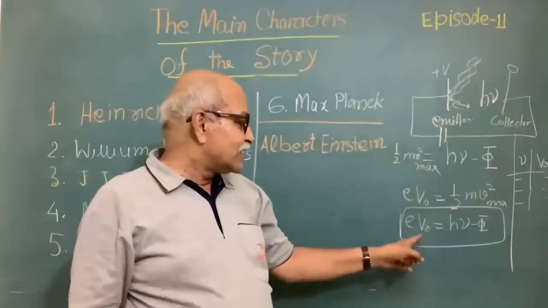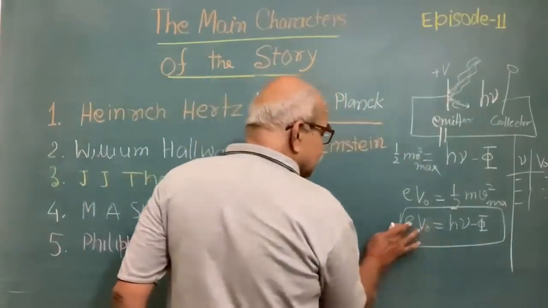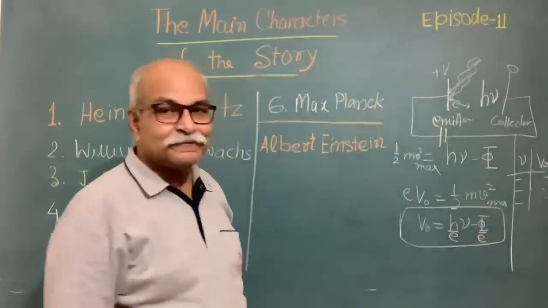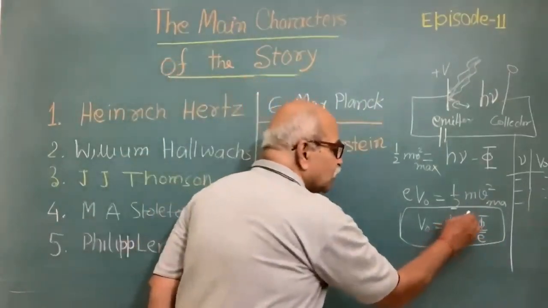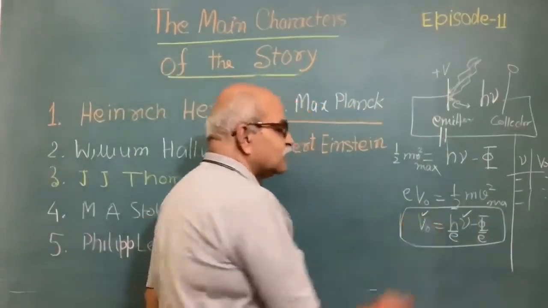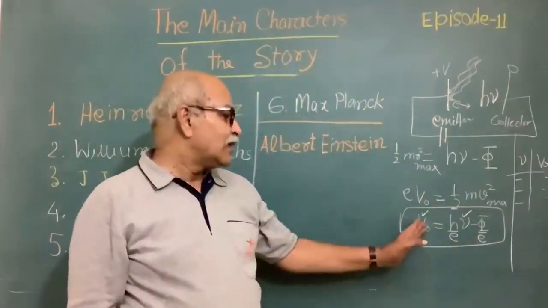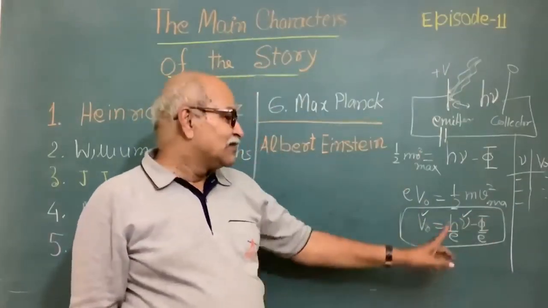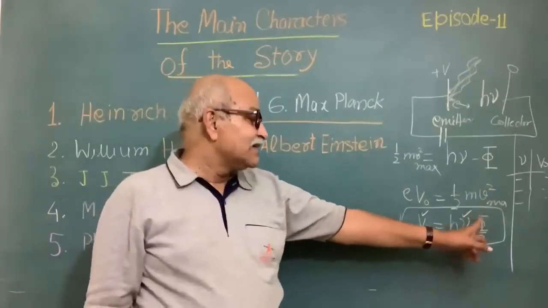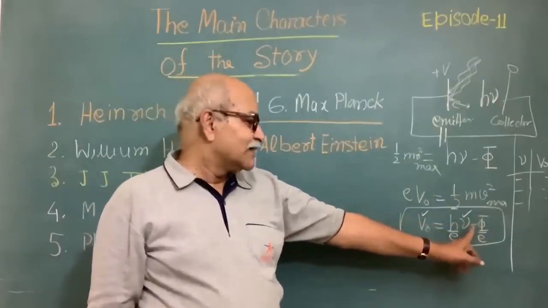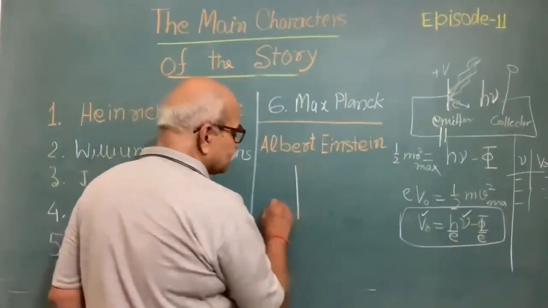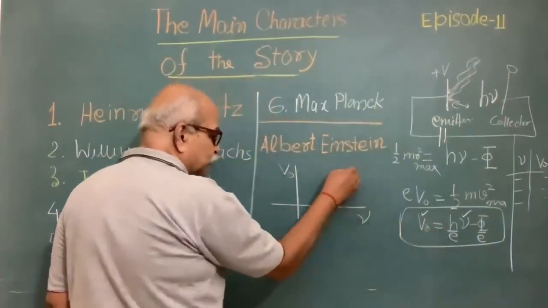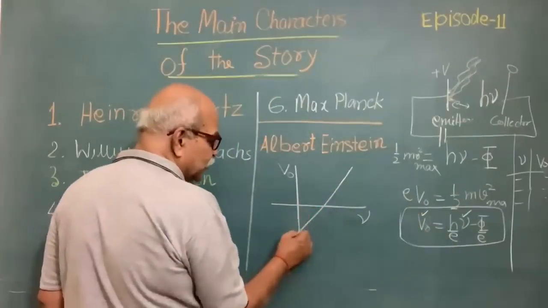So if this is all correct, then the equation is V naught equals h by e times nu minus phi by e. And if nu is plotted on the horizontal axis and V naught on the vertical axis, it's something like y equals mx plus c. You know that is a straight line with m as the slope and c as the intercept on the y-axis. So this is a negative intercept here. So if you plot this V naught here and this nu here, it should be of this kind.